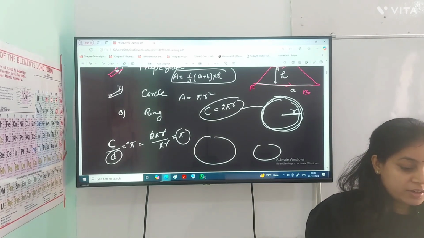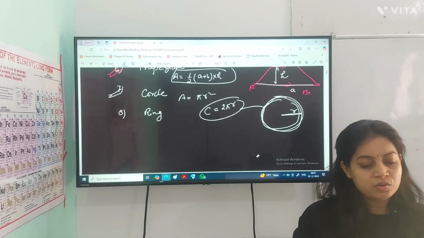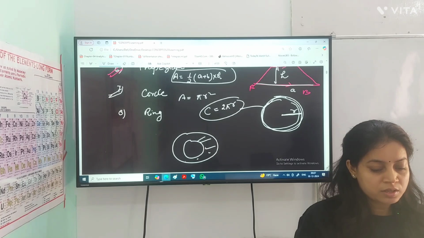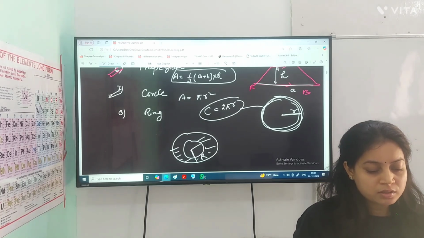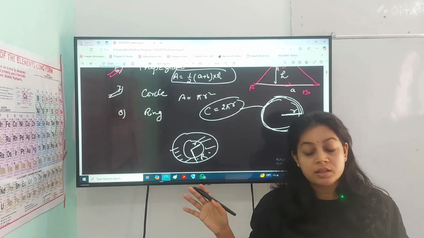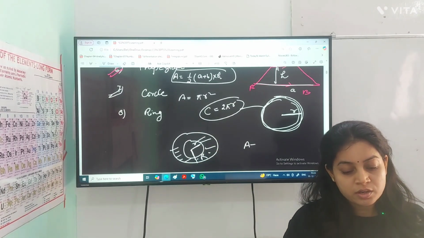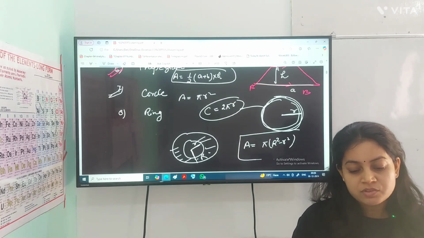So pi is a constant which was derived by, and this was very, very interesting, right? And after that we have ring. So if you know the formula for the area of the circle, definitely you know the area of the ring also. Ring is like this, the area of this region. If you have the outer radius capital R and the inner radius small r, right? In that case, you can calculate the area of the remaining portion, the ring.